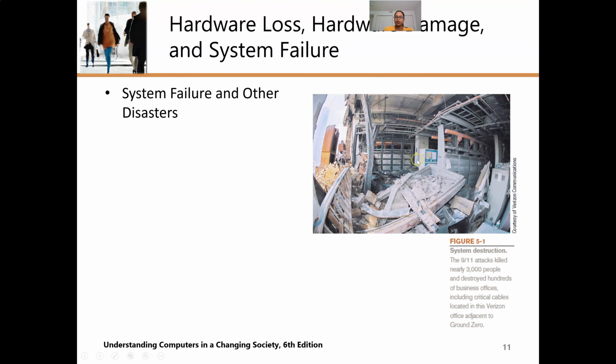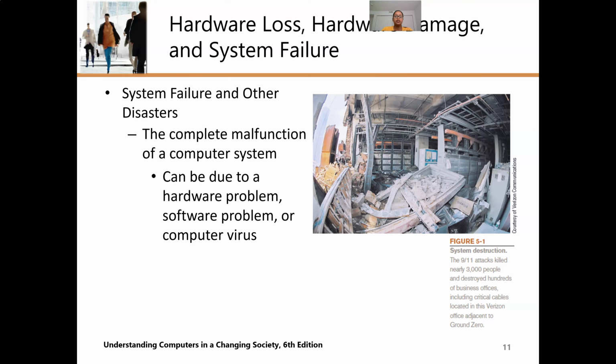In this picture, you can see the 9/11 attacks, which killed about 3,000 people and destroyed hundreds of business offices, including critical cables located in this Verizon office. Coming to system failures and other disasters, a complete malfunction of a computer system could also be a hardware problem, software problem, or computer virus. As already discussed, it could be a natural disaster or a planned attack. These are the different types of attacks which cause hardware damage.